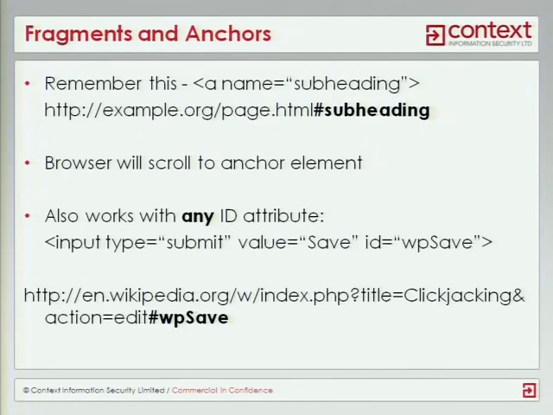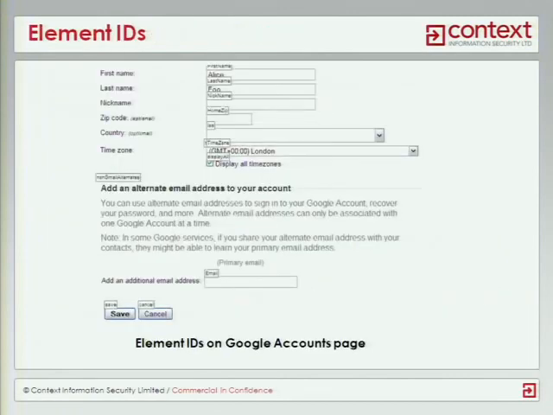Now, although lots of web pages don't use this a name tag, most web pages have elements with ID attributes, and we can also use ID attributes to scroll down to a particular element. So this is an example from the Google accounts page. Now, each of those little boxes you see is an element that has an ID. So we can use this method to target any of these elements without necessarily knowing where they are on the page.